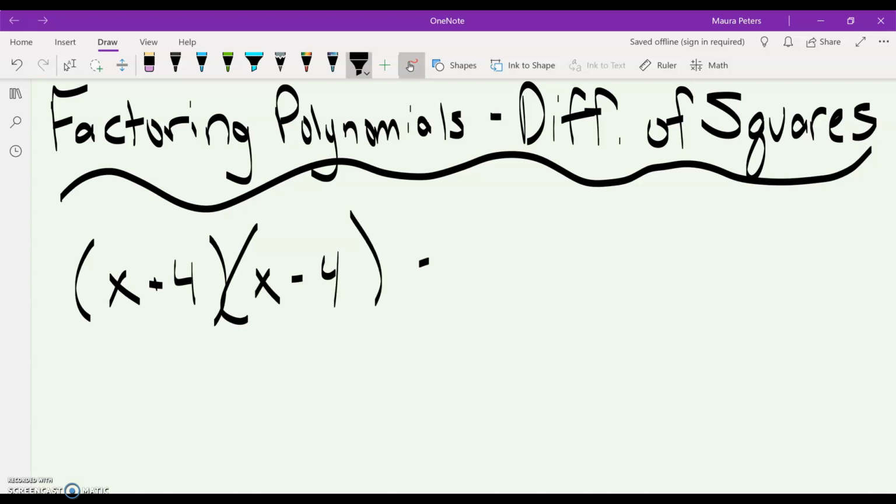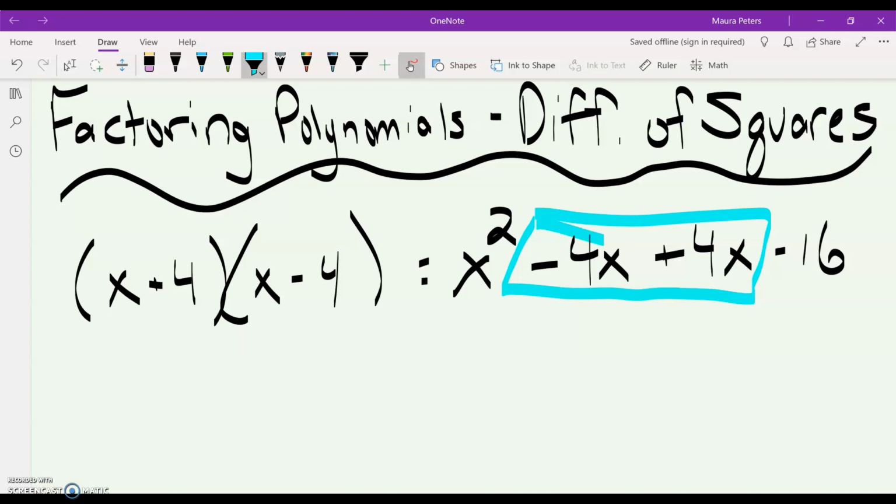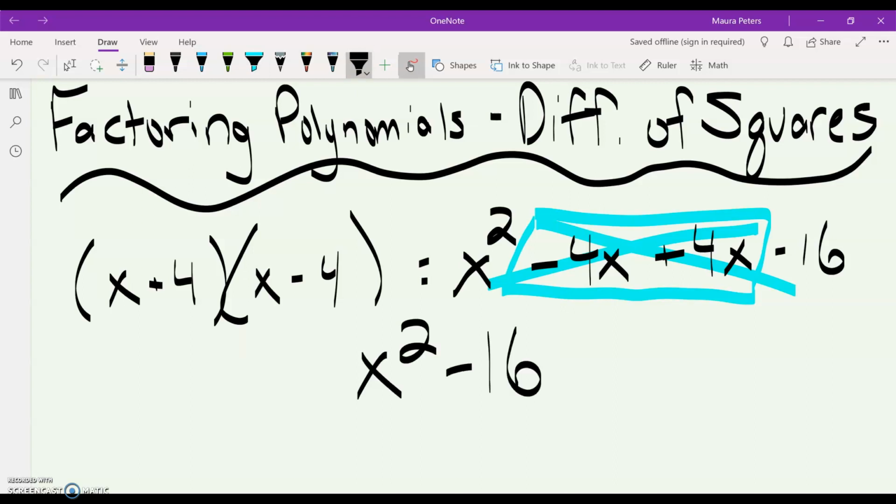Here's what you want to take a look at. When you multiply these two binomials together, what you should realize is that the first term is going to give you x squared, the outside is going to give you minus 4x, the inside is going to give you plus 4x, and the last two terms are going to give you minus 16. What you really want to key in on here is this piece when we distribute. And this piece here, well, minus 4x plus 4x, that's 0.